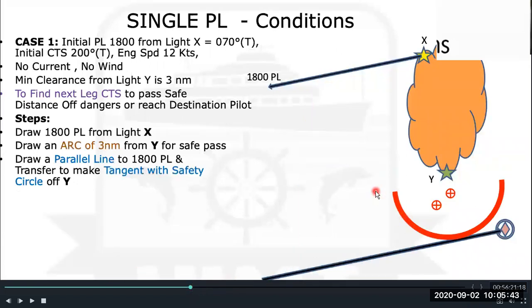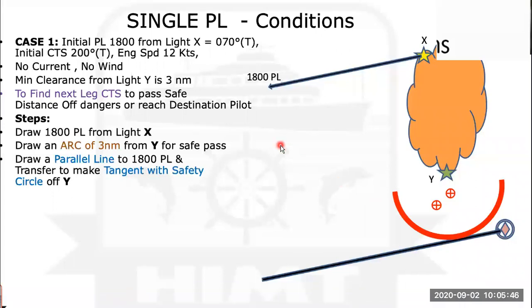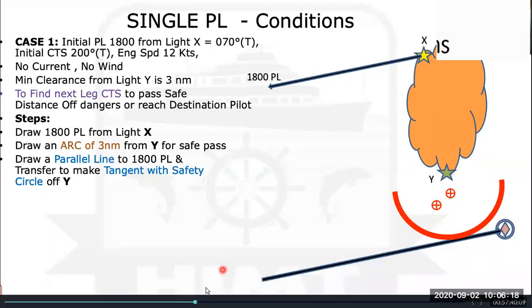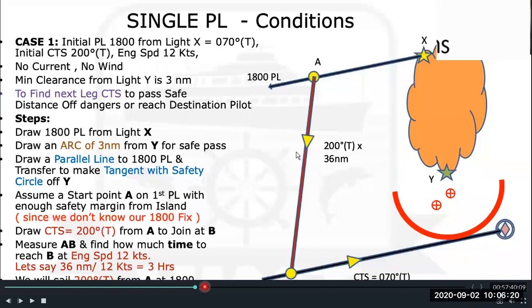So to be on the safe side, we will draw a tangent to reach a pilot point, and for easy calculation, we can take a line parallel to the bearing line so that we can know the course easily. So we draw a line parallel to the initial bearing line, marking a tangent to the 3 mile circle from lighthouse Y. And then we can put the course to steer.